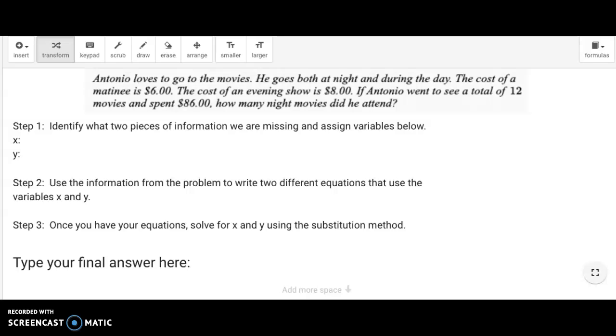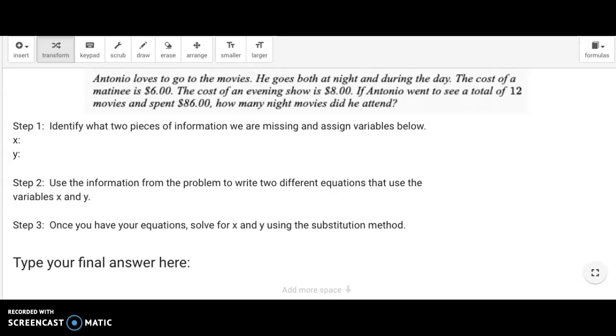Okay, in this video I'm going to show you how to use Graspable Math to answer the question that you see on your screen. The question says, Antonio loves to go to the movies. He goes both at night and during the day. The cost of a matinee, which is a movie during the day, is $6, and the cost of an evening show is $8. Antonio went to see a total of 12 movies and spent $86 in all. How many night movies did he attend?